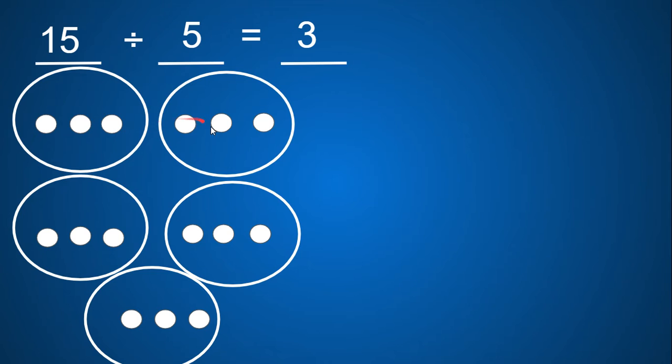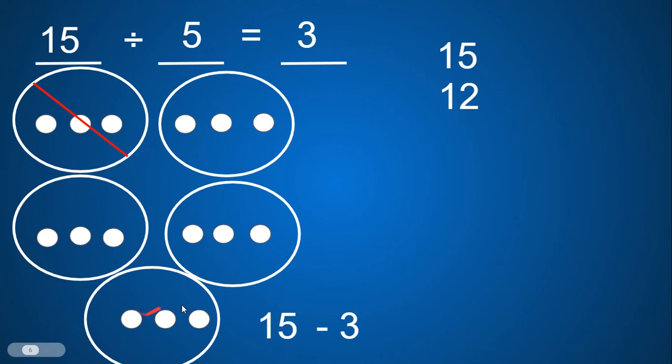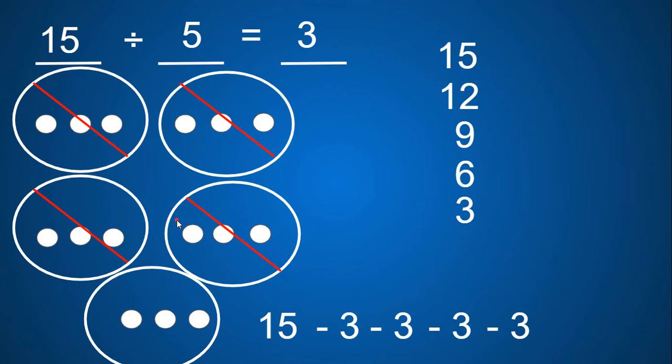So if I add up each one of these groups, I end up with my total number of 15. So to do repeated subtraction, I'm going to subtract off my groups of 3. If I subtract my first group of 3, I end up with 12 left over. I subtract my next group of 3, now I have 9 left over. I subtract my next group of 3, now I'm down to 6 left over. I subtract my next group of 3, I'm down to 3 left over. And when I subtract that group of 3, I have none left. So 15 minus 3 minus 3 minus 3 minus 3 minus 3 will equal 0.